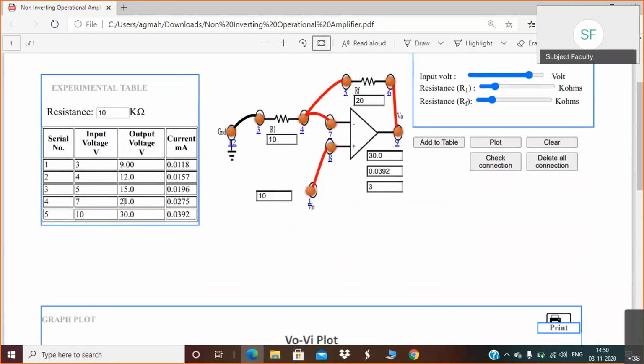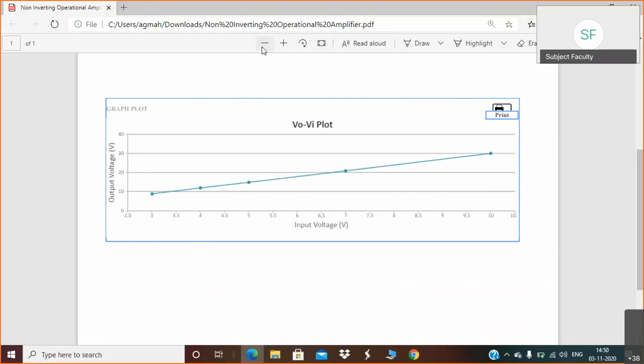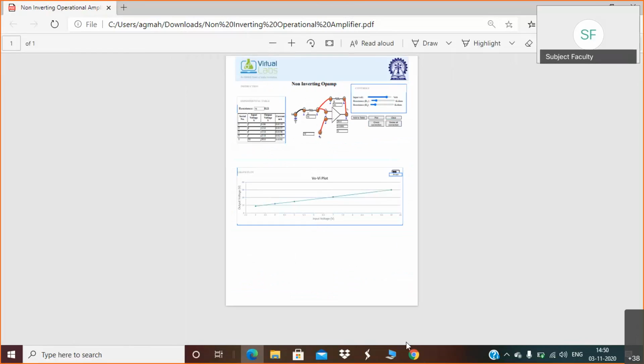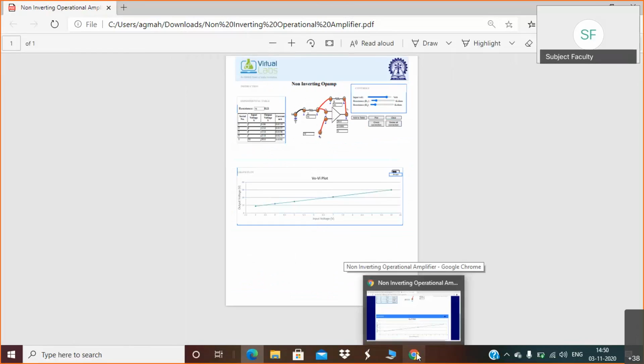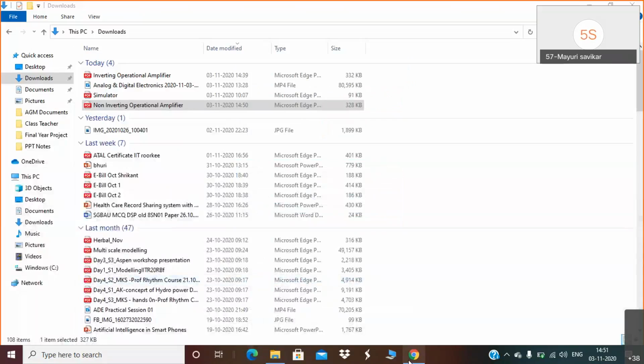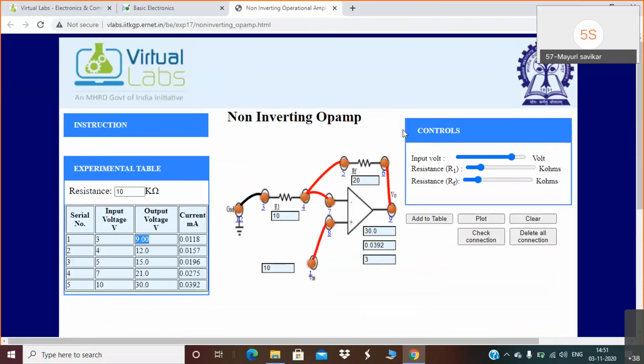So these are our readings. Don't worry about the current. The circuit diagram is also there and the plot you can also observe. So in this way, this is actually very simple, inverting and non-inverting. All of you should try to complete this practical. I hope it is clear to you. Anyway, if you are having any difficulty, then you can ask me right away.